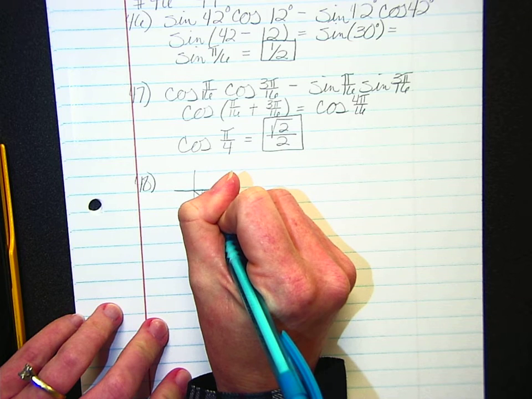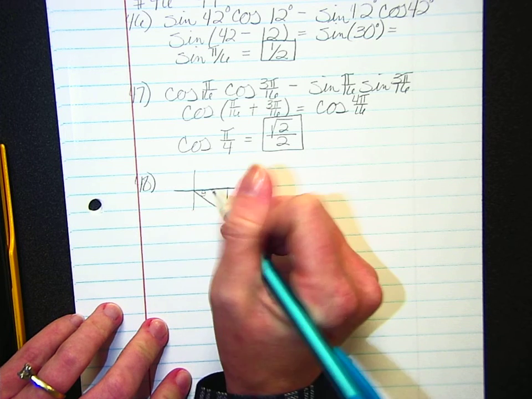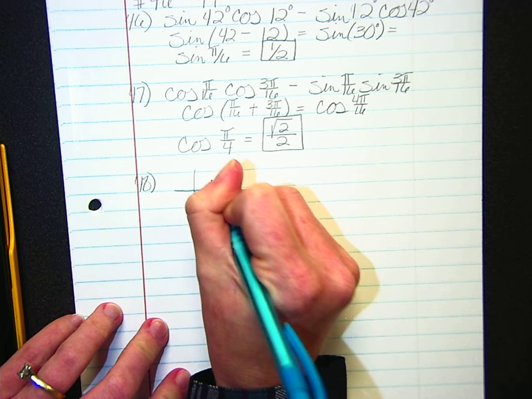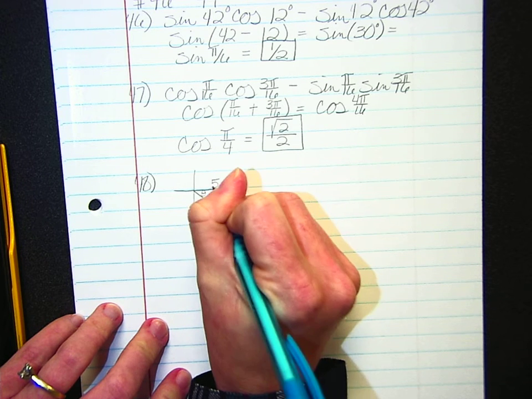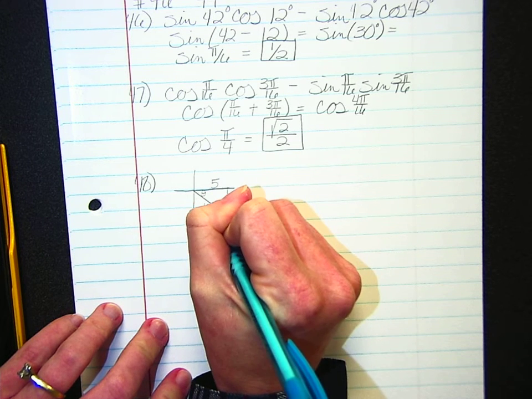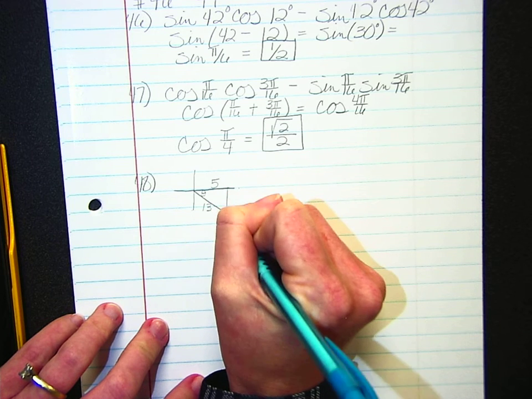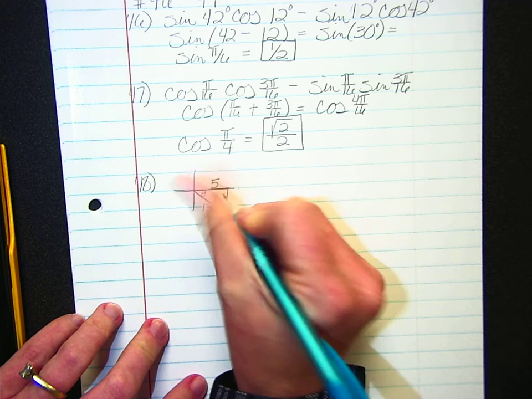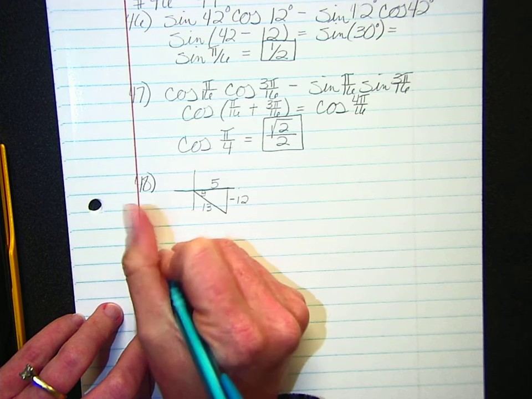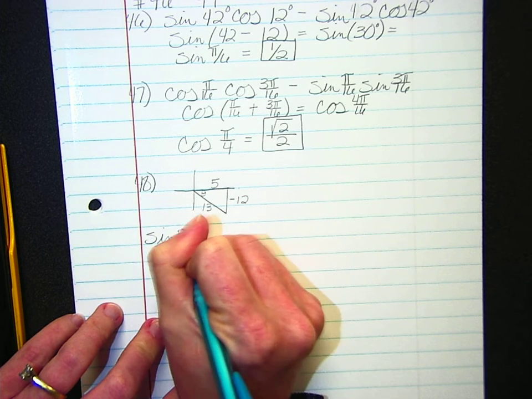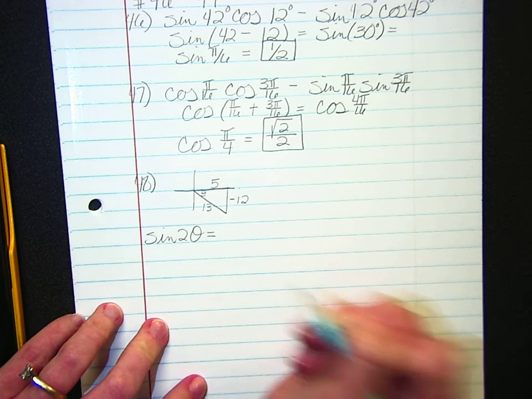Now they've given me a cosine value, which is 5 over 13, so that's going to be my adjacent side over my hypotenuse. And then I know that x is positive here. I know the hypotenuse is always positive, but I know this y value right here, since it's going down, is going to be a negative, and this is a 5, 12, 13 triangle. So you may want to go back and look over all of your Pythagorean triples.